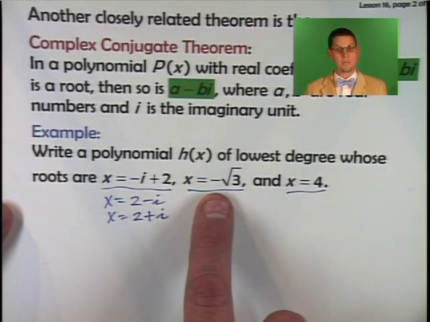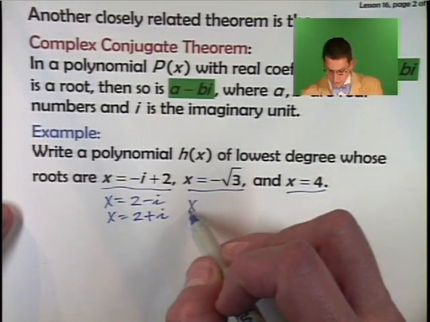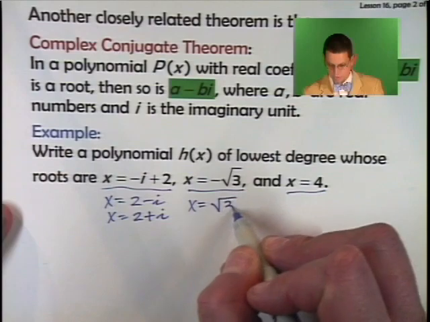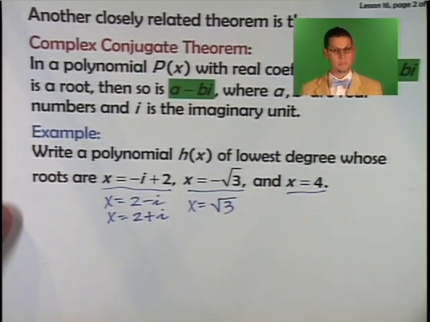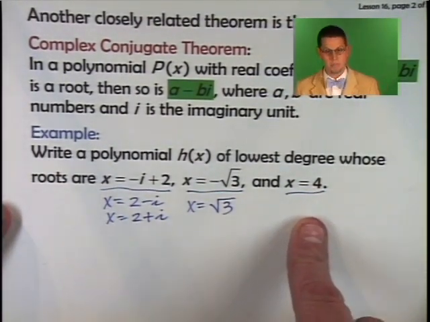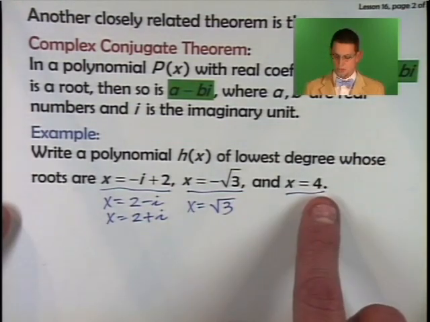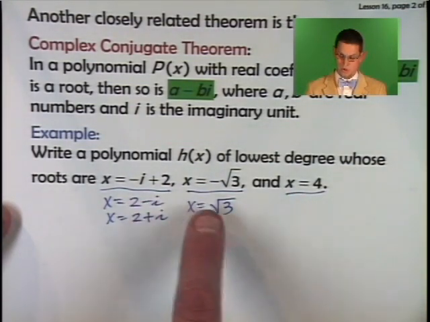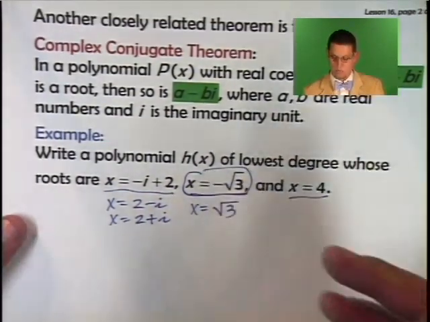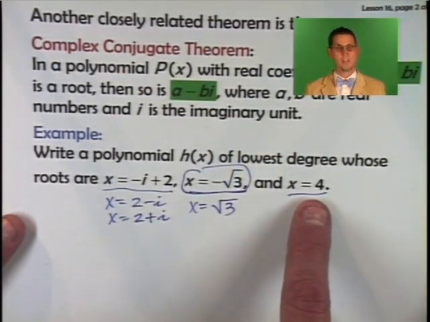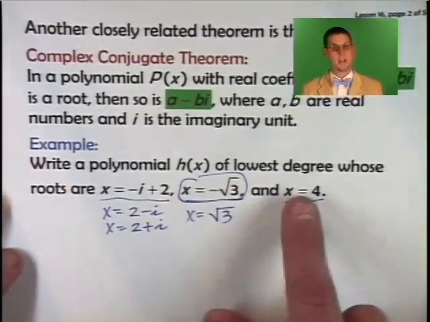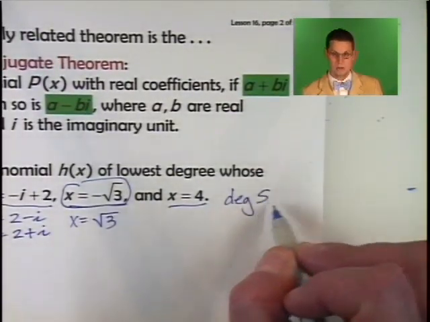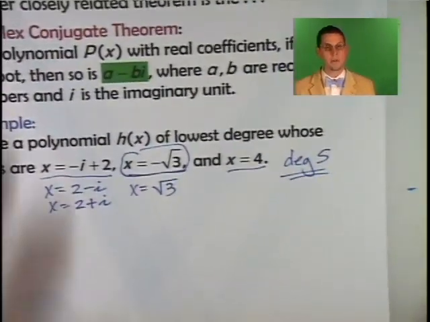Now the negative square root of 3 is a root. Square root of 3 is irrational. So we also know that x equals positive square root of 3 must also be a root. Now 4 is just a rational number. So he's a singleton root. So what are the number of roots that we have to have? Or how many? 1, 2, 3, and here's my fourth one, and then I have x equals 4. So that's 5. 2 pairs and a singleton. So this has to be a degree 5 polynomial. That's the first key step, figuring out what the degree is.